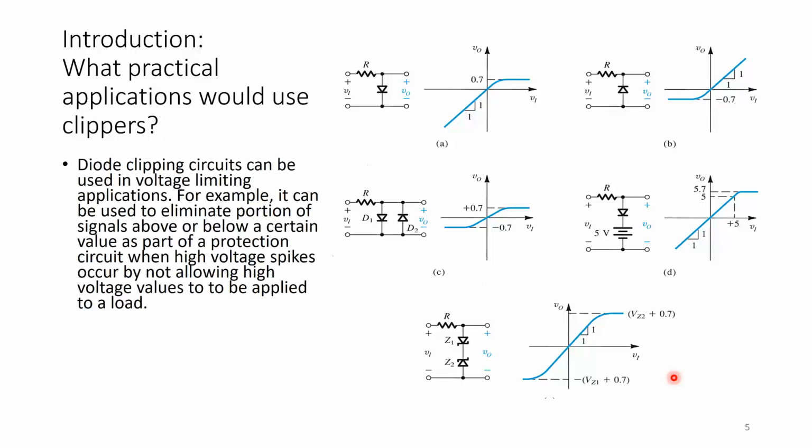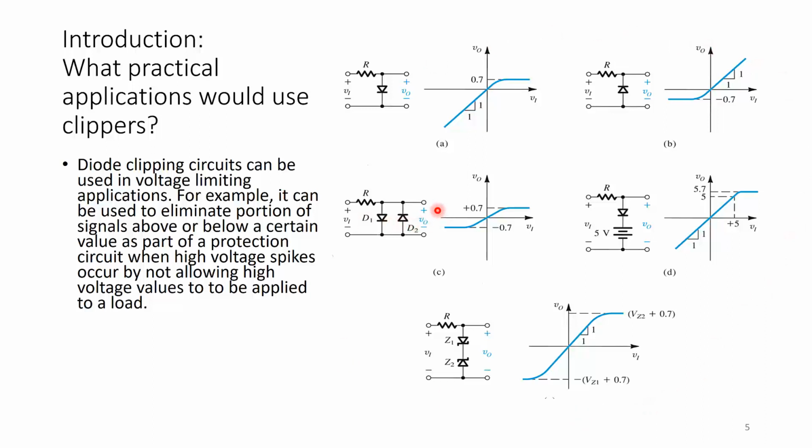Diode clipping circuits can be used in voltage limiting applications. Voltage limiting means you want to limit the voltage values. For example, it can be used to eliminate portions of signals above or below certain values as part of a protection circuit, when high voltage spikes occur, by not allowing high voltage values to be applied to a load. For example, let's say this one here. I've added a whole list of examples here.